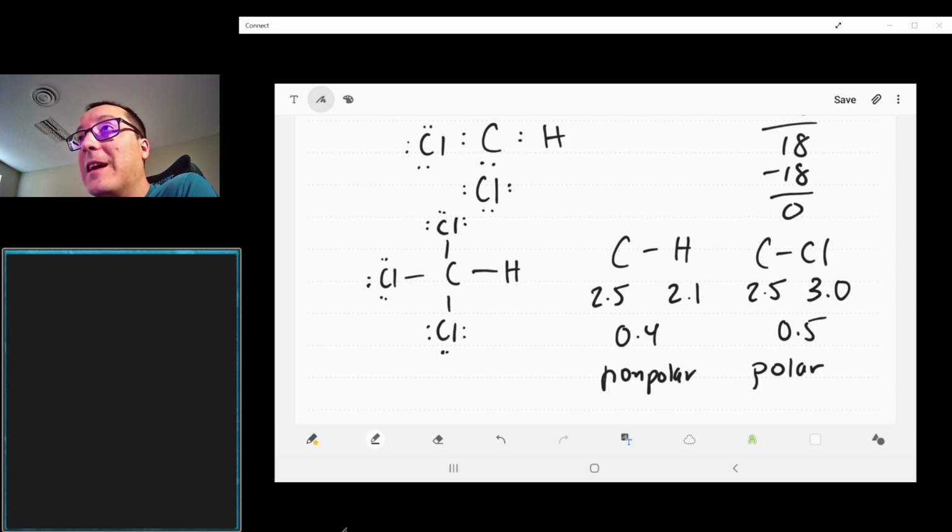So, we're going to see that this molecule has a mixture of polar bonds and non-polar bonds.